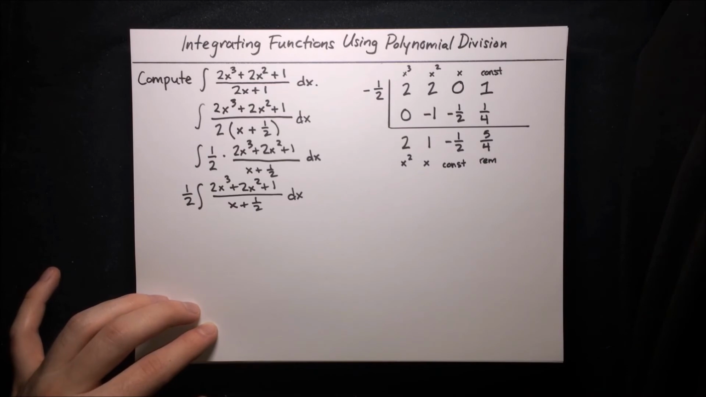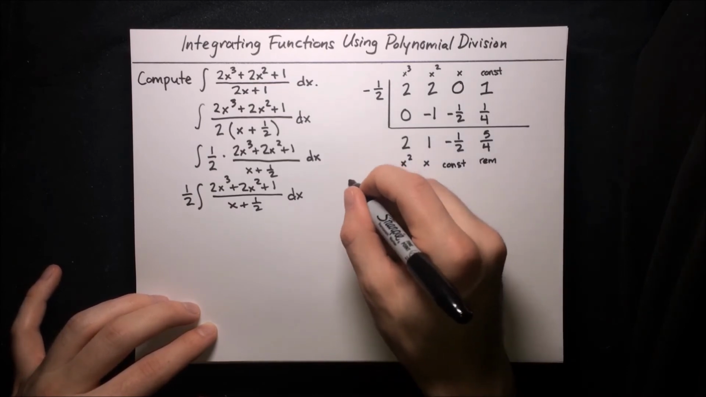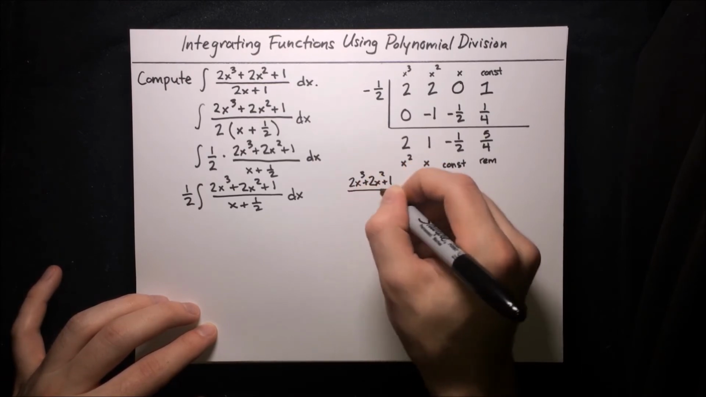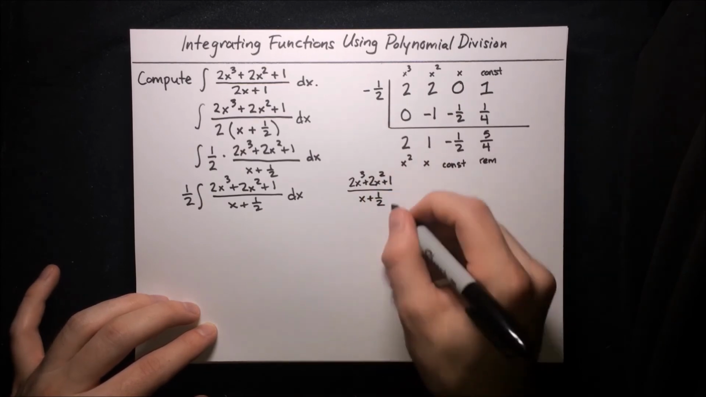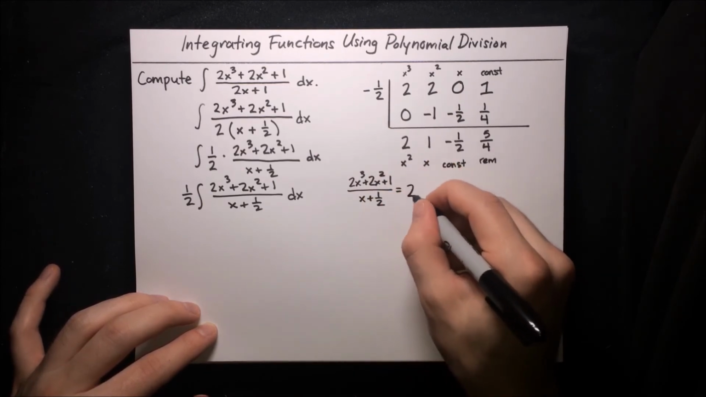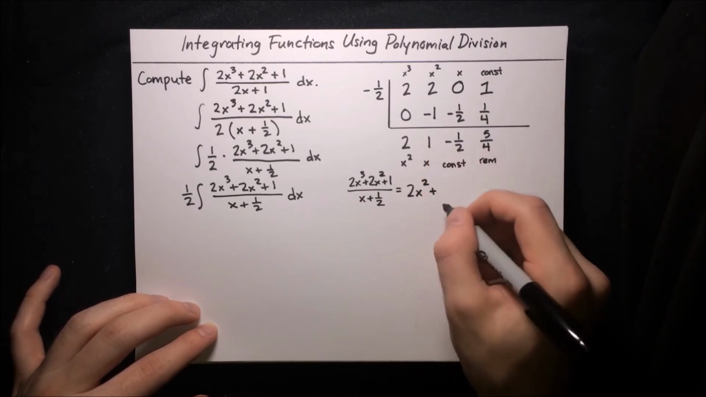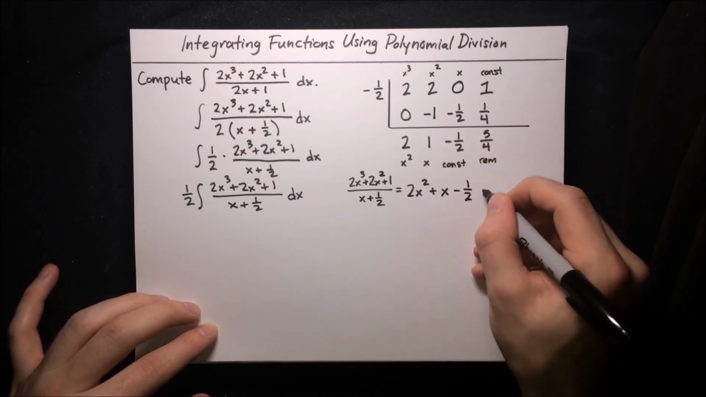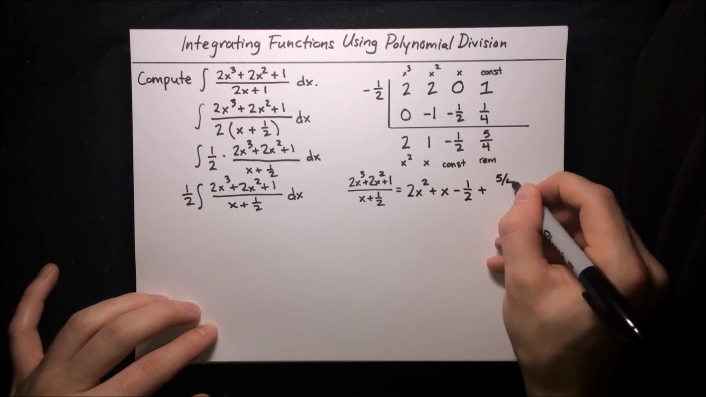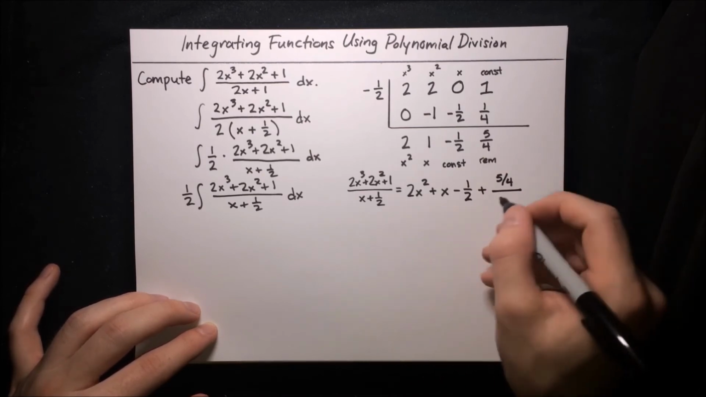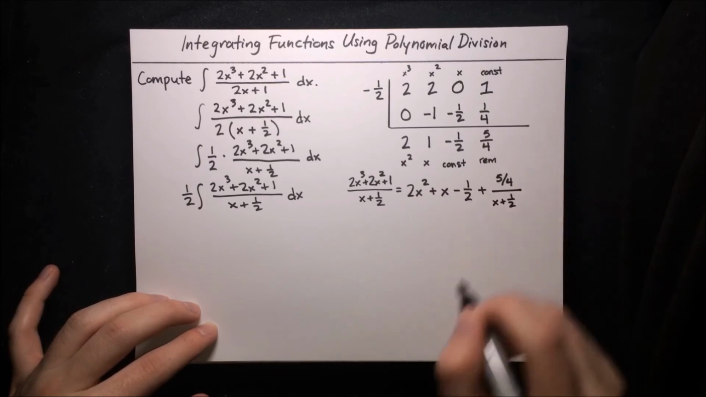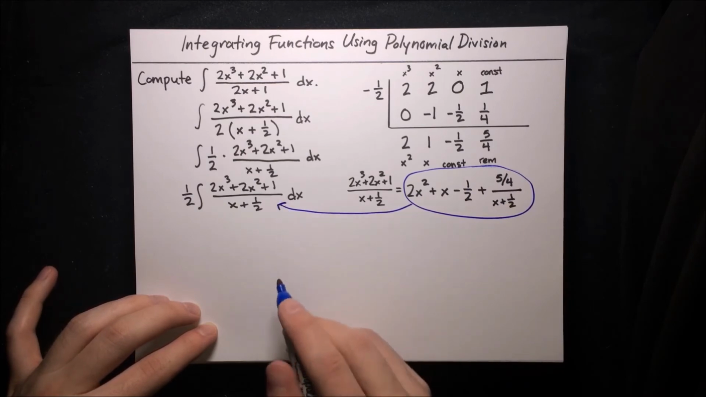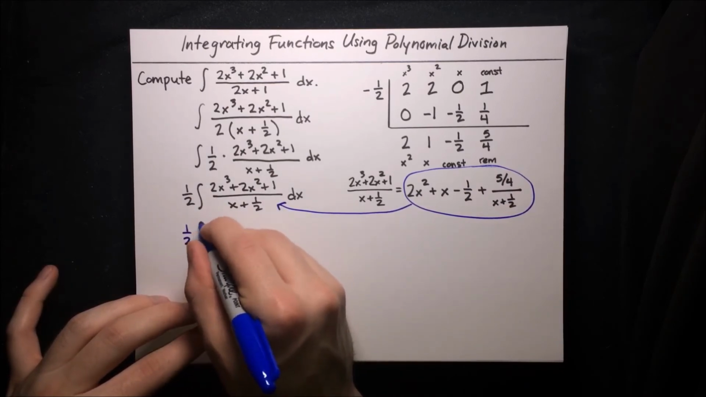So the overall result, what this is telling us, is that our fraction 2x cubed plus 2x squared plus 1 over x plus a half is equal to 2x squared plus 1x, so just leave that as x, plus negative a half, so minus a half, and then plus our remainder of 5/4 over the original denominator, x plus a half. So we take that result, we put that in for the fraction in our integral, and we end up with the integral that is much easier to compute.